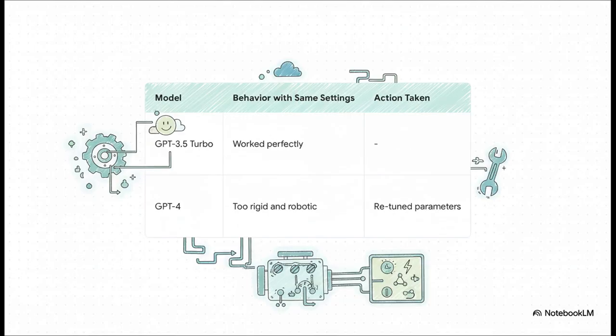Here's a real-world example. Somebody had their prompt and parameters dialed in perfectly for GPT 3.5 Turbo. But when they switched over to the more advanced GPT-4 using the exact same settings, the output suddenly felt way too stiff and robotic. And why? Because GPT-4 is just more coherent to begin with, so those old restrictive settings were basically overkill. They had to go back under the hood and retune everything for the new engine.